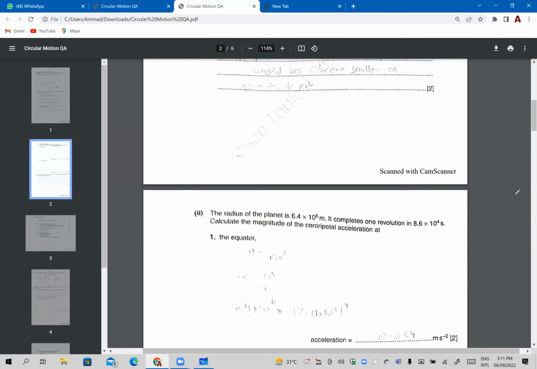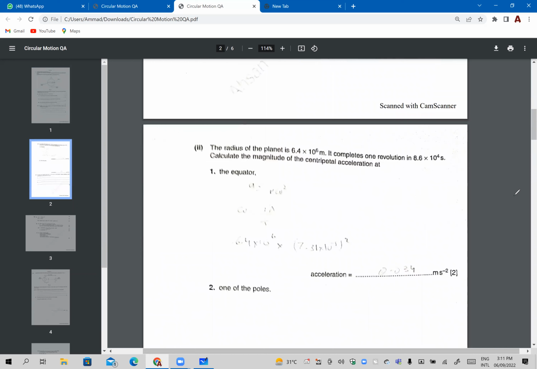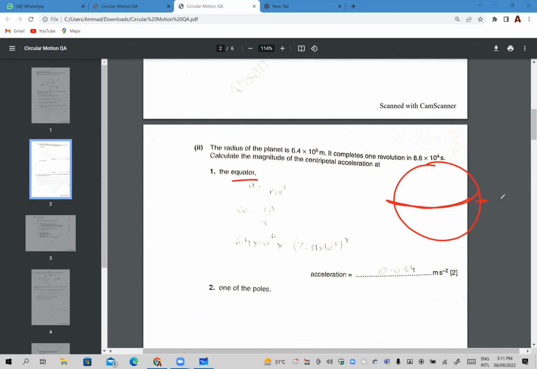Okay, let's look at part 3. Calculate, sorry, the radius of the planet is 6.4 times 10 to the power 6 meters. It completes one revolution in 8.6 times 10 to the power of 4 seconds. Calculate the magnitude of the centripetal acceleration at A, at the equator. Again, we're talking about the equator, this point here, okay? Here you're asked to find the centripetal acceleration. a is equal to R omega square, right? Or v square over r, these are the two formulas you have. You're given the radius of the planet and that it completes one revolution in a given time. I don't think we have to use this, but let's see.